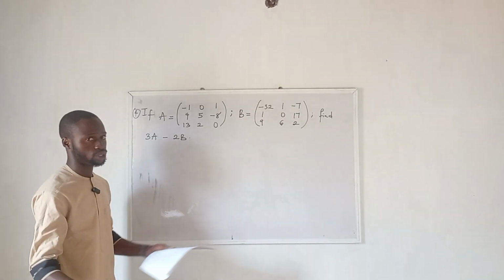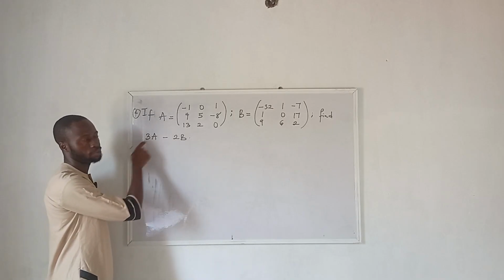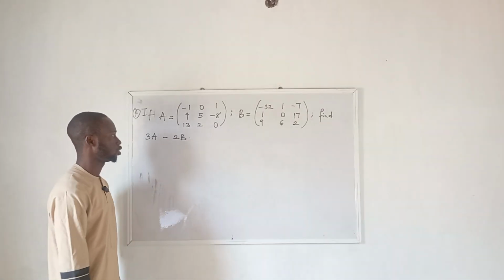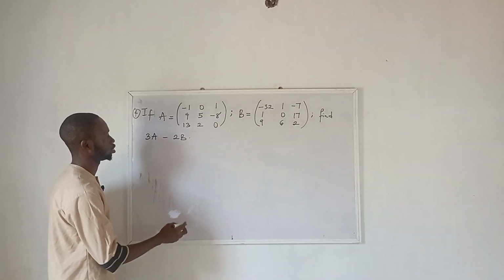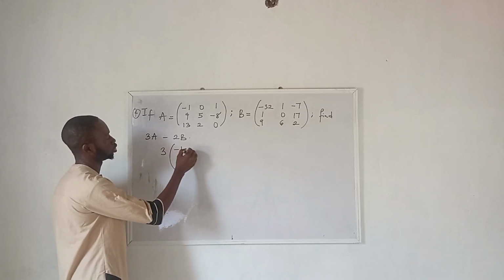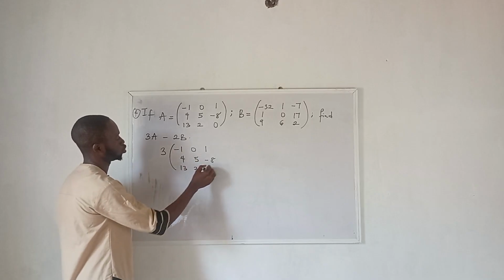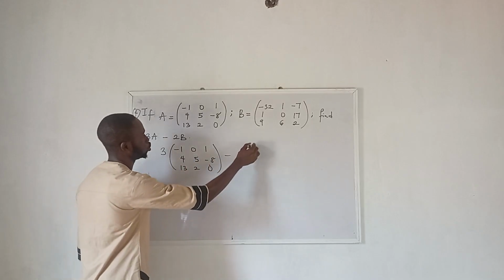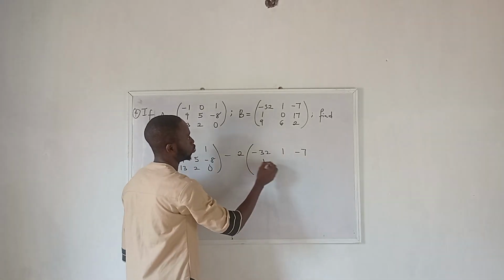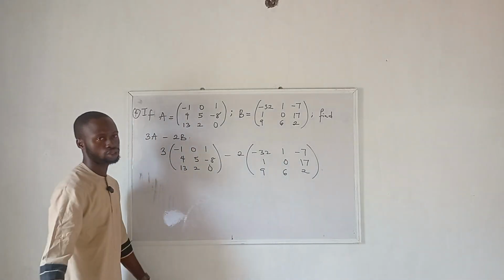That's very simple as well. What we do is multiply matrix A by 3 and multiply minus 2 by matrix B, and then sum them together. A simpler way to do that is to put it this way: 3 into minus 1, 0, 1, 4, 5, minus 8, 13, 2, and 0. Then you have minus 2 into B. B is minus 32, 1, minus 7, 1, 0, 17, 9, 6, and 2. Then open the brackets, and you're almost done.